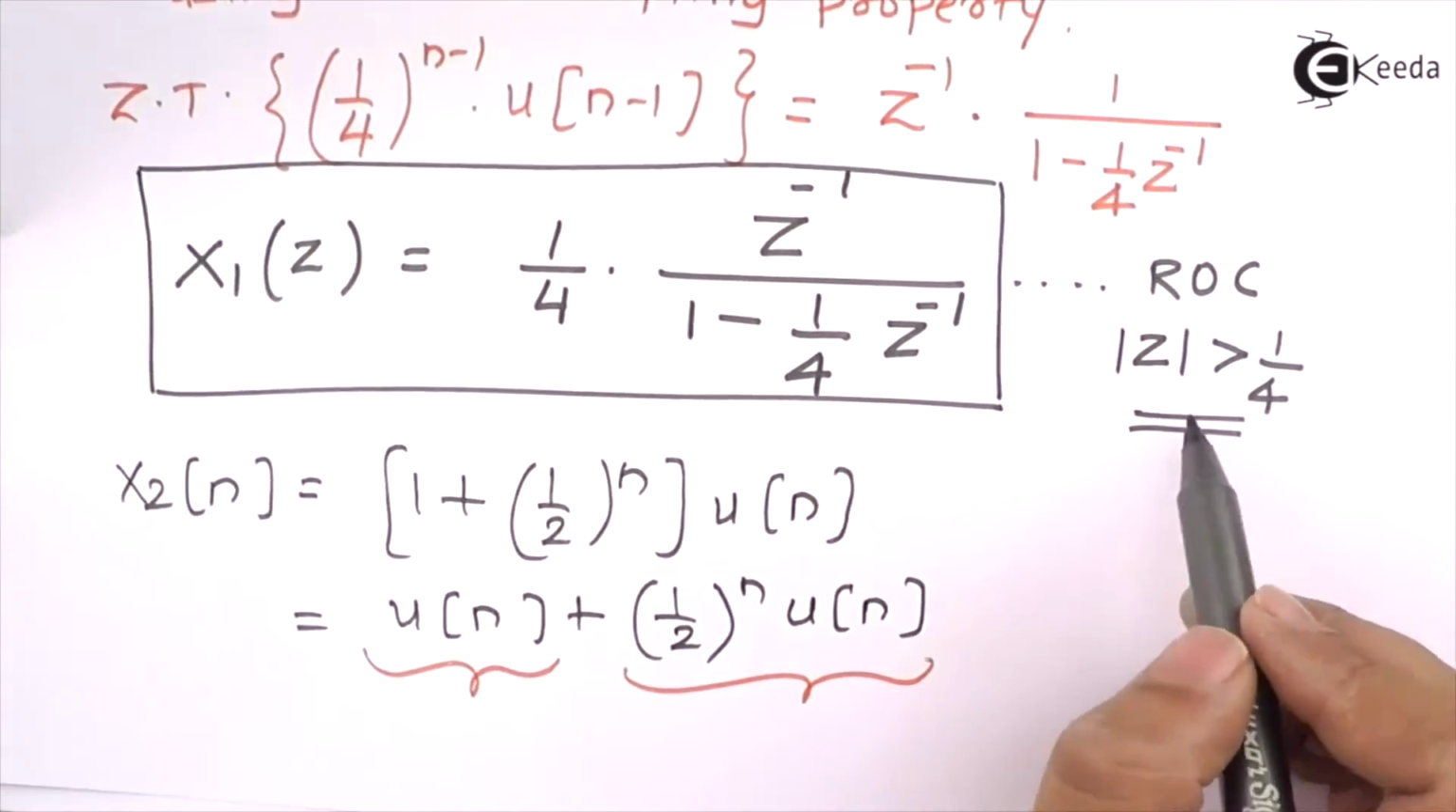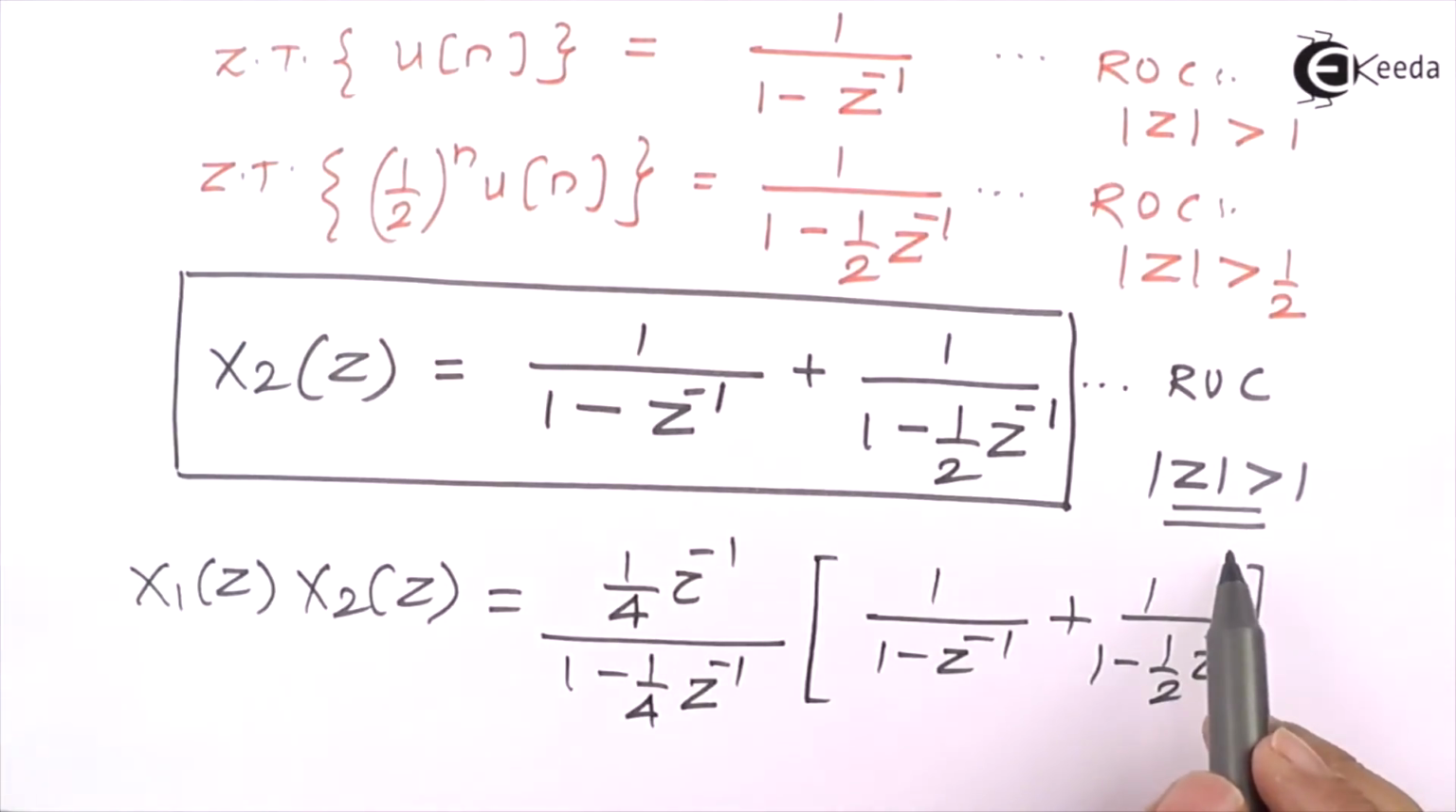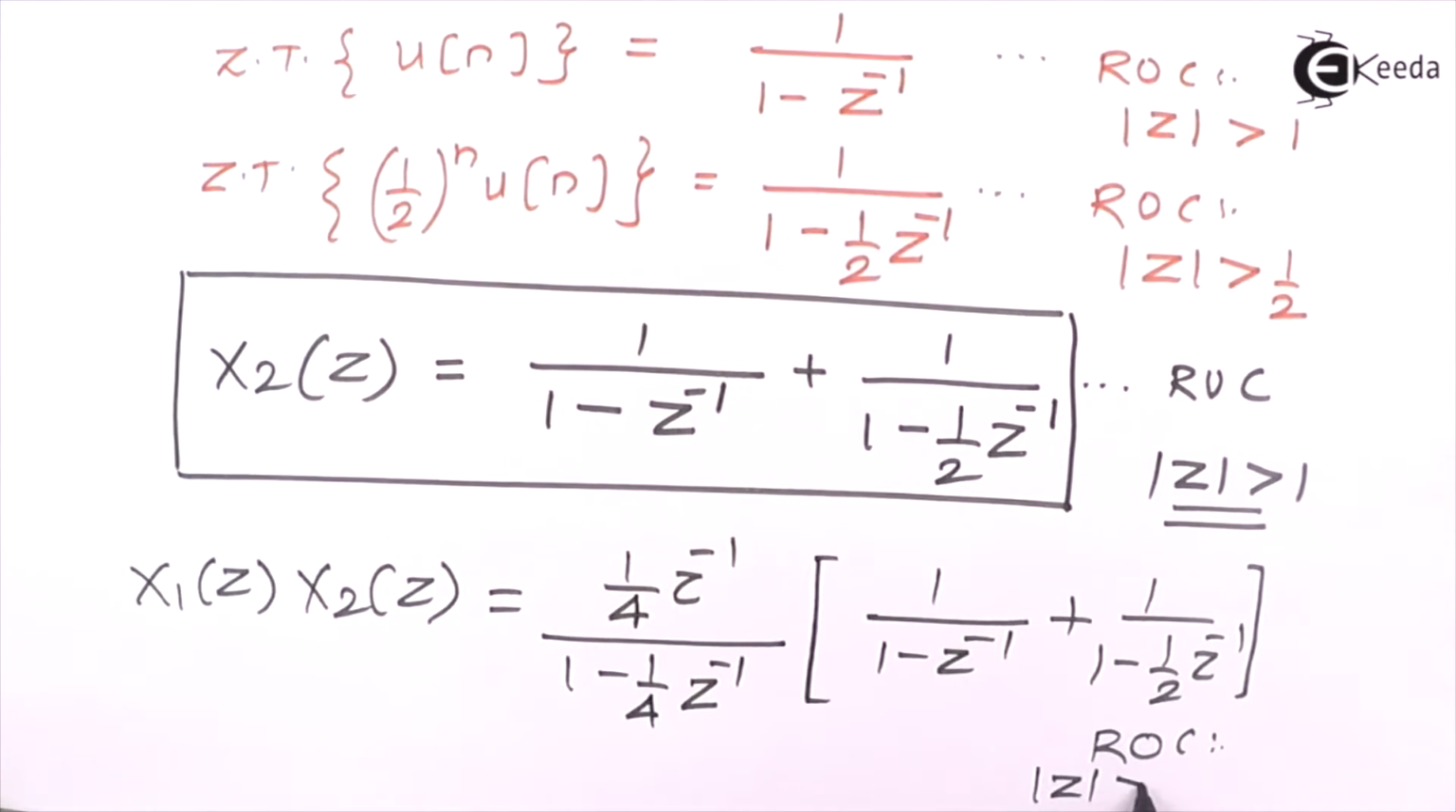So |z| > 1/4, here |z| > 1, so obviously the resultant ROC for this will be |z| > 1. Now our job is to find out, rather simplifying this and taking an inverse z transform. So let's quickly simplify this.